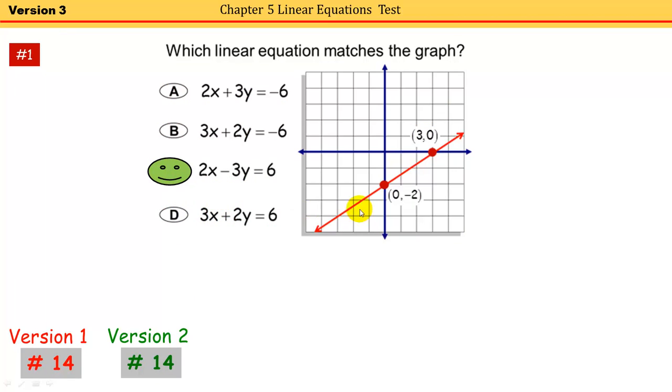Now we can check that to see if that matches our y-intercept. That's where x is 0. Okay, so if x is 0, that's 2 times x is 0. And y would be negative 3 times a negative 2, which would get me to a positive 6, and that is, in fact, how we get that.